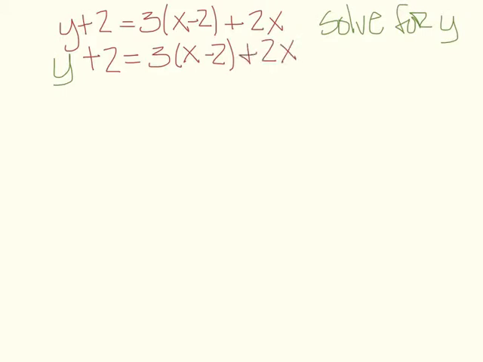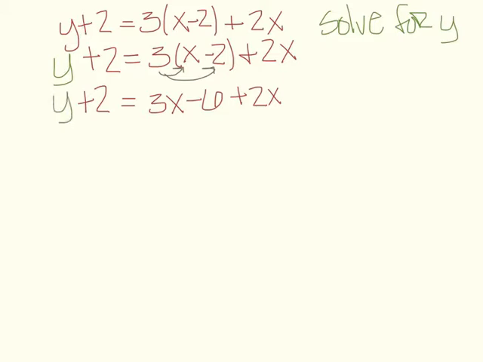Okay, so the first thing that I'm going to do is distributive property. So we have 3 times x, which is 3x. 3 times a negative 2 is a negative 6. And I can bring down the positive 2x. And nothing's changed on the left-hand side, so I'll just bring everything down as is.